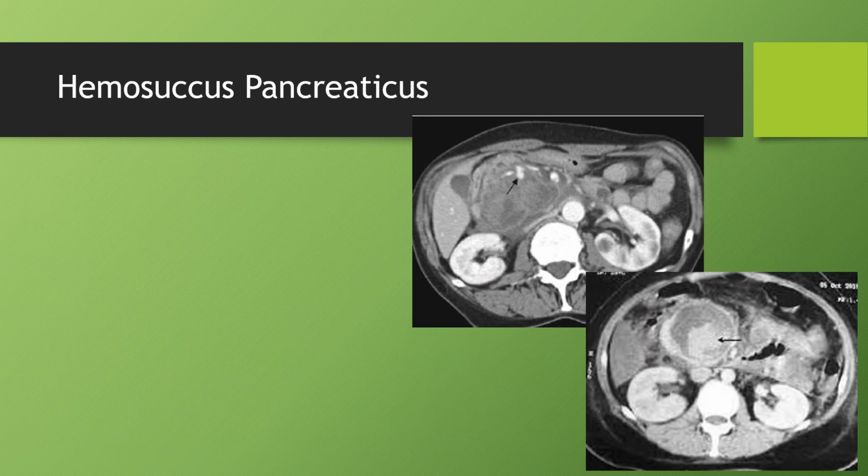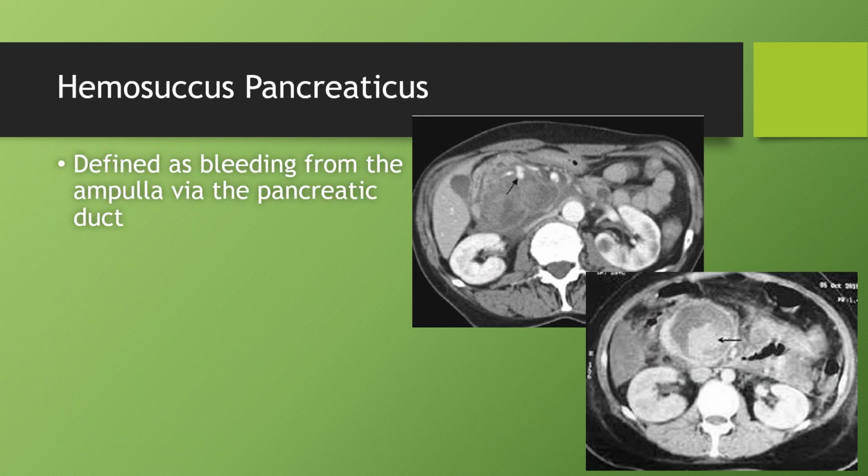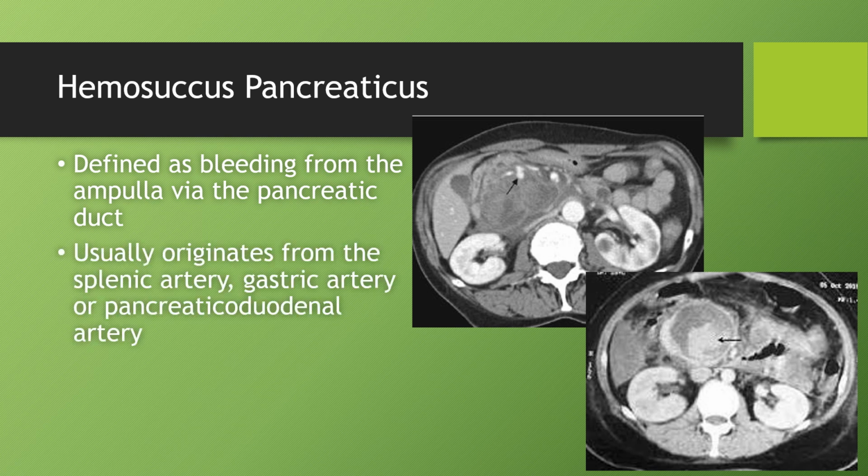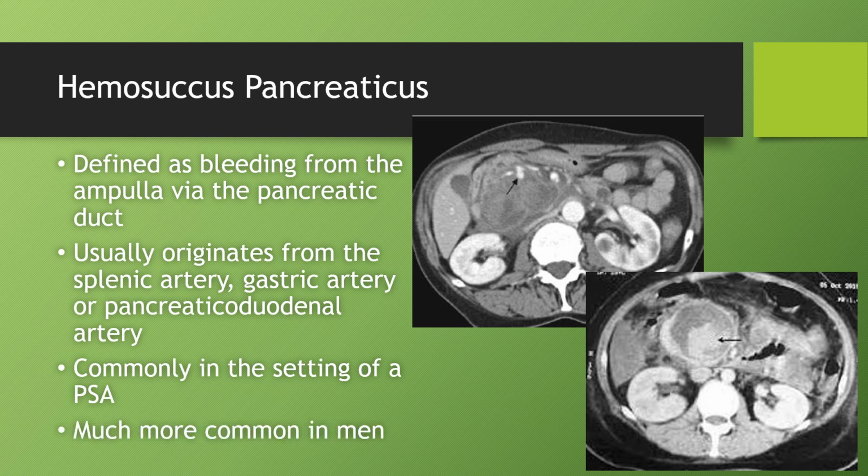Another complication is called hemosuccus pancreaticus. This is defined as bleeding from the ampulla via the pancreatic duct. It usually originates from the splenic artery, gastric artery, or pancreaticoduodenal artery. Commonly, it's in the setting of a pseudoaneurysm, and it's much more common in men.